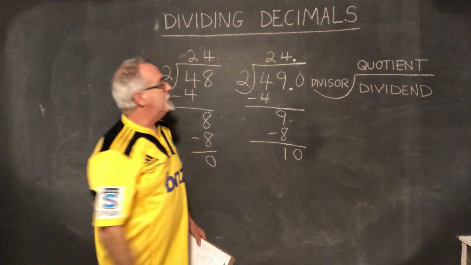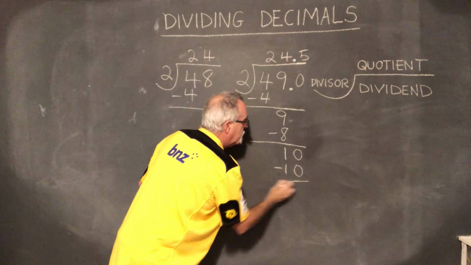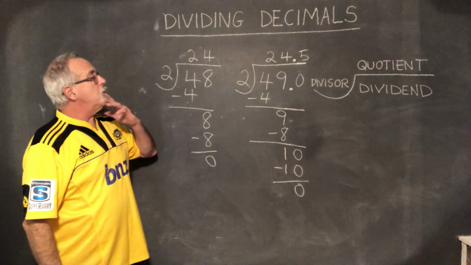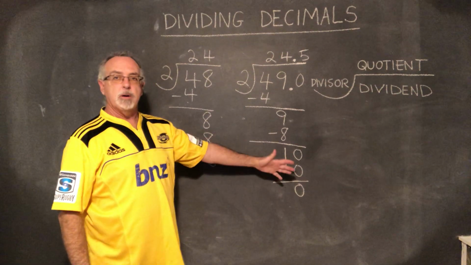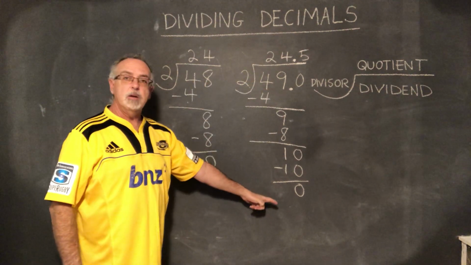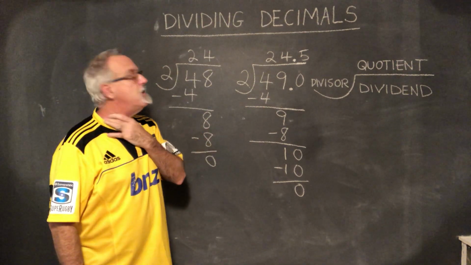And 2 does fit into 10, a beautiful 5 times. 2 times 5 is 10. We subtract, we get 0, we know we're finished. 24.5 is the answer. So we don't have to stop and say a remainder. Once we know how to use division with decimals, we're able to continue and get, I guess, a more accurate answer? No, I don't want to say that.